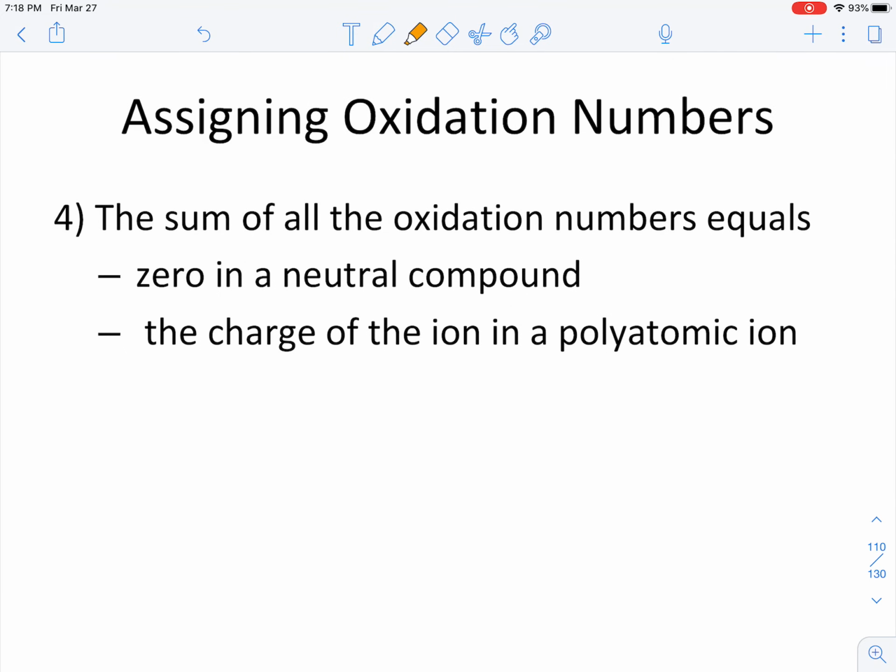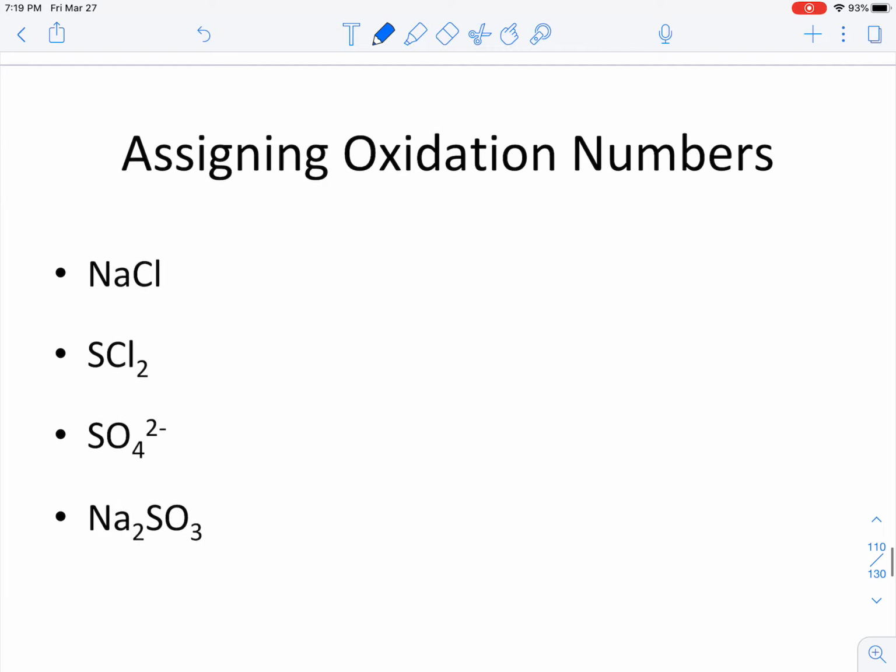All right, finally, the sum of all the oxidation numbers will equal 0 if you have a neutral compound, or the charge of the ion if it's a polyatomic ion. So we're going to go through some examples here, and it makes a lot more sense when you see it in action. I know the rules are kind of ugly, not as beautiful as they could be, but it makes more sense once we do some examples.